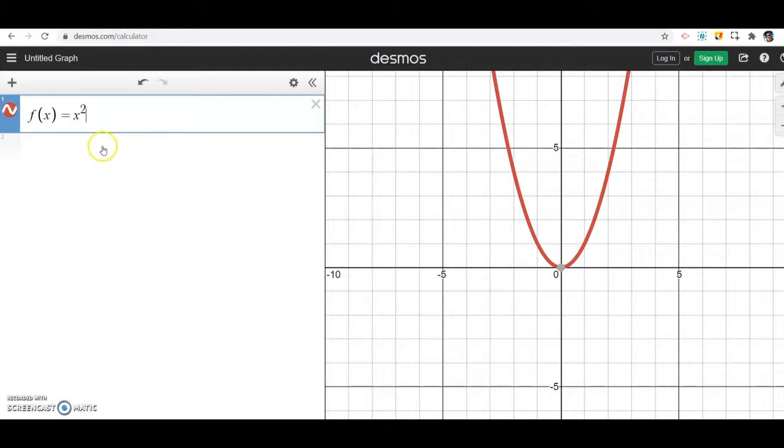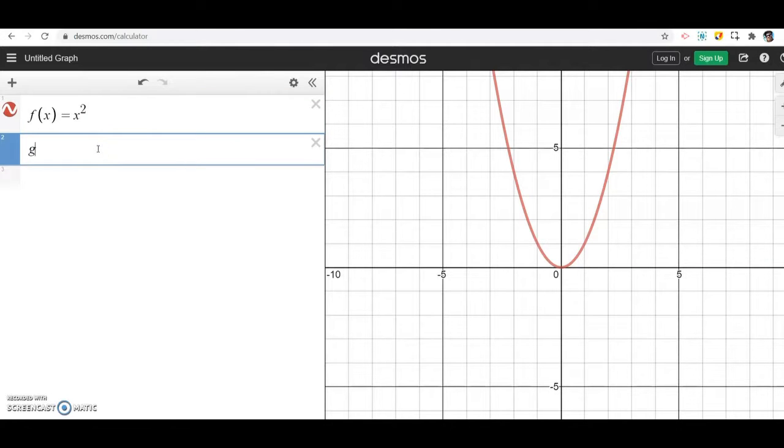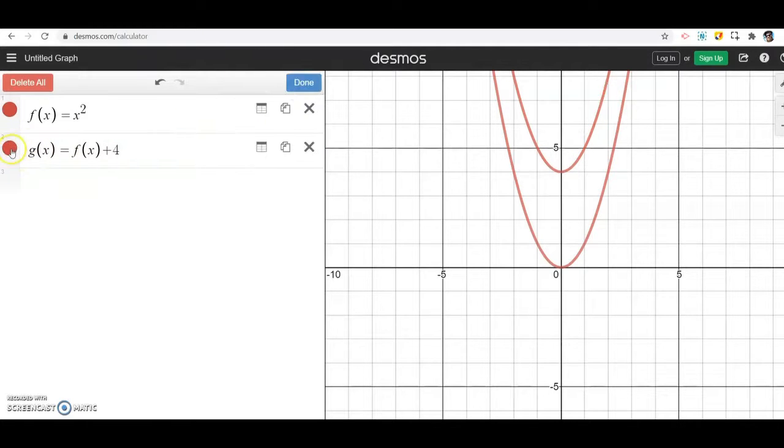Here's what I'm going to do. I'm going to create a new function called g of x. That way I can leave my parent function here, and say g of x equals, and I'm going to start using the textbook notation: f of x plus 4. I apologize. There we go. f of x plus 4. The other thing that's kind of confusing is that if they're both red, I'll click over here and change the color. There we go. That's better. Now I can see the original one, and now I can see the new function.